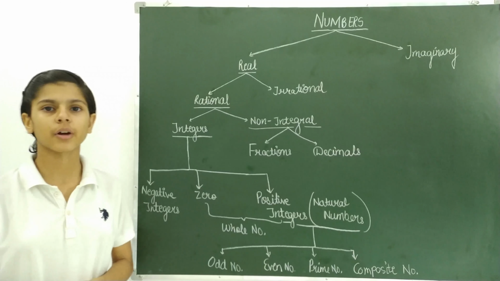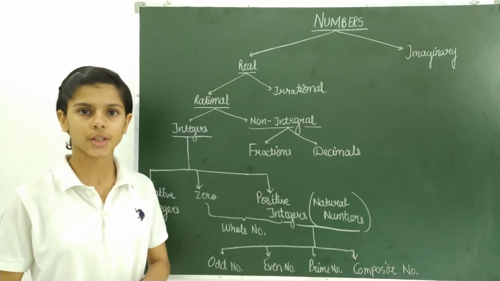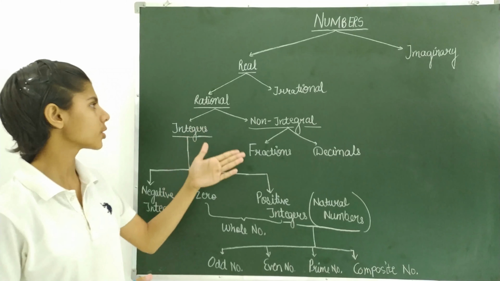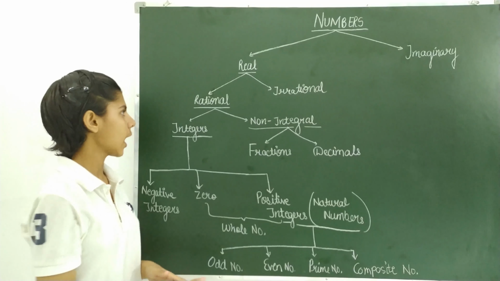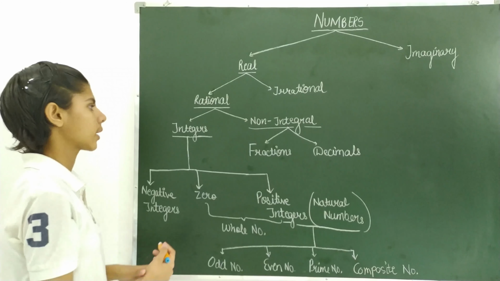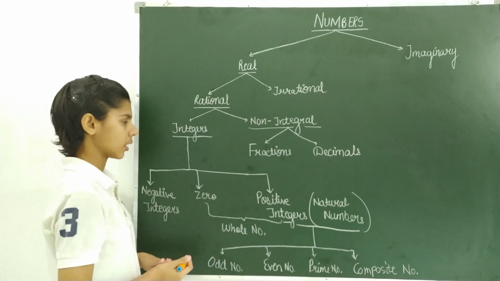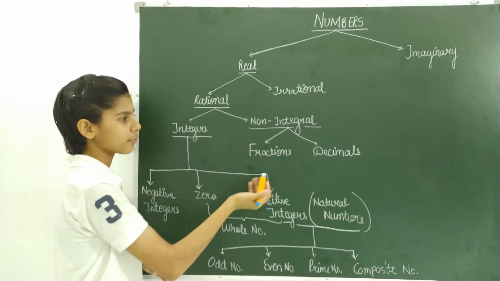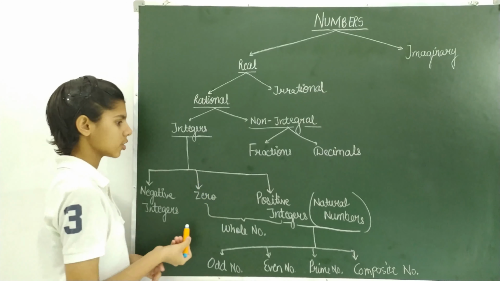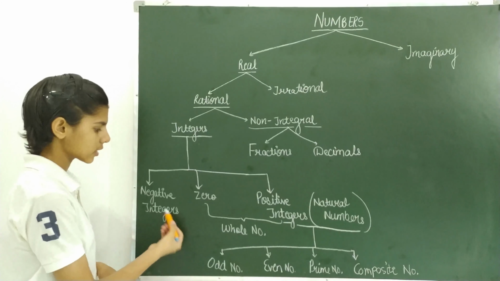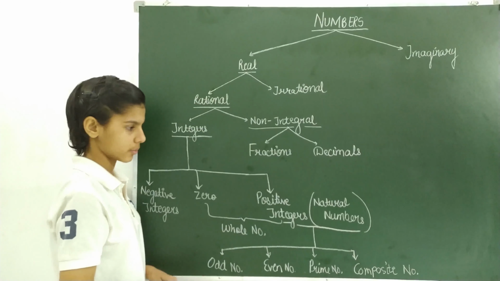Numbers are divided into two types, real numbers and imaginary numbers. Real numbers are further divided into rational and irrational numbers, and then rational numbers are divided into integers and non-integral numbers. And non-integral numbers are further divided into fractions and decimals. Integers have three parts: negative integers, zero, and positive integers.